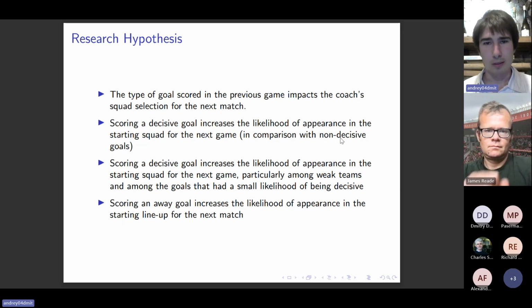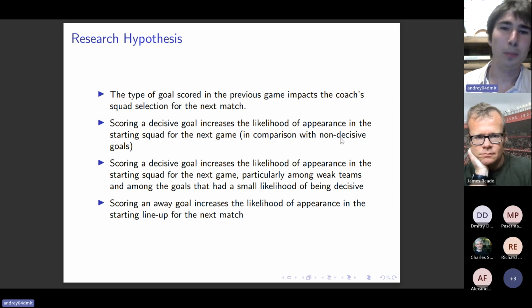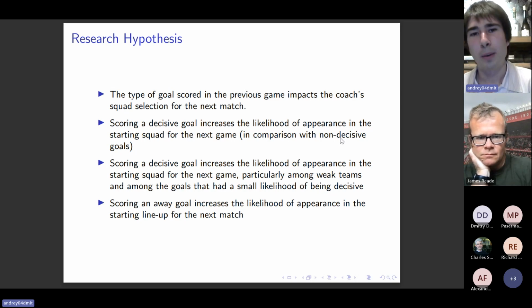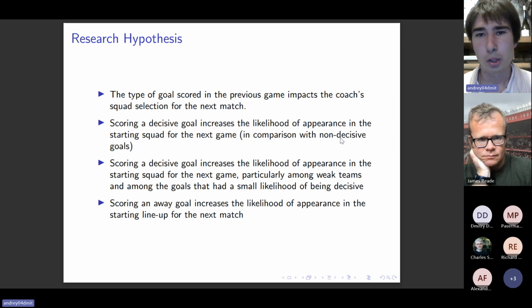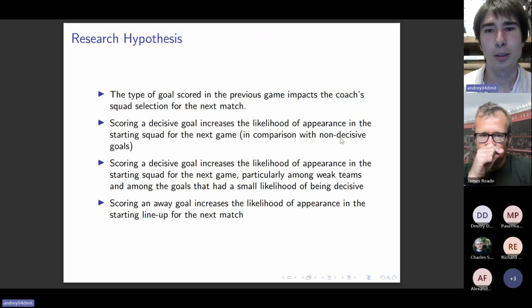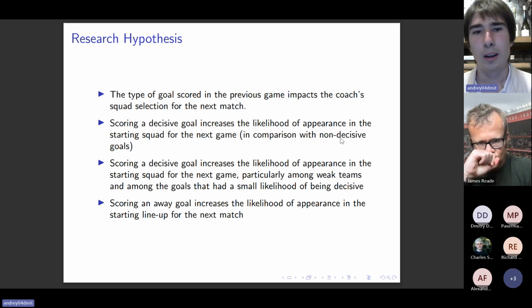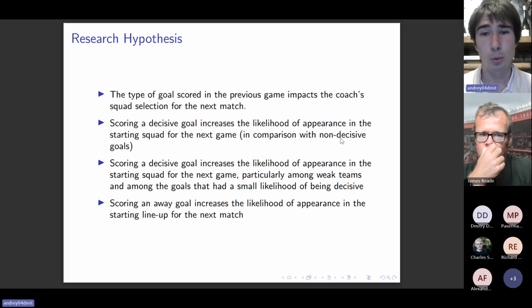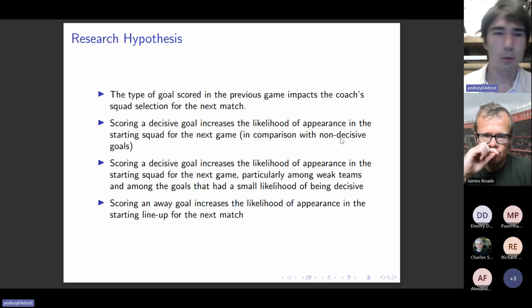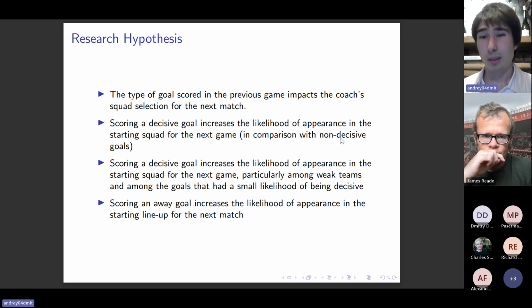A research hypothesis. Firstly, a little bit vague. Hypothesis: the type of goal scored in the previous game impacts the coach's squad selection for the next match. But we want to be more specific, it's not a great deal to make this hypothesis. So scoring a decisive goal increases the likelihood of appearance in the starting squad for the next game in comparison with non-decisive goals. So what's the definition of a decisive goal? I'll give you it later. Yeah, but you can guess.